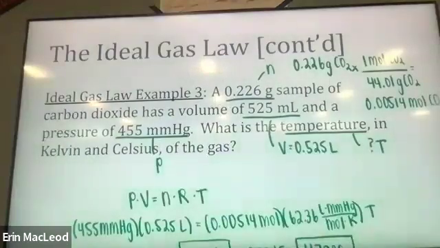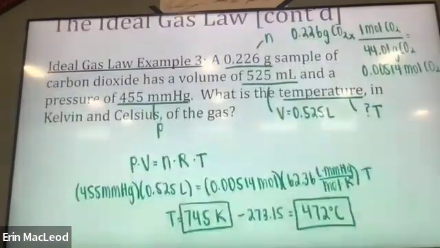That's what I do. I multiply the 2 and then just divide by each of them. I just put it in parentheses like that. In my calculator, I just hit divide. Isn't that what we do with dimensional analysis? Anything on the bottom is divide, so I hit divide in front of it. So I would do 455 times 0.525, divide 0.00514, divide 62.36.